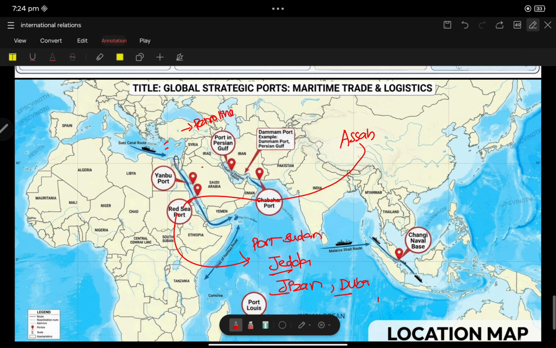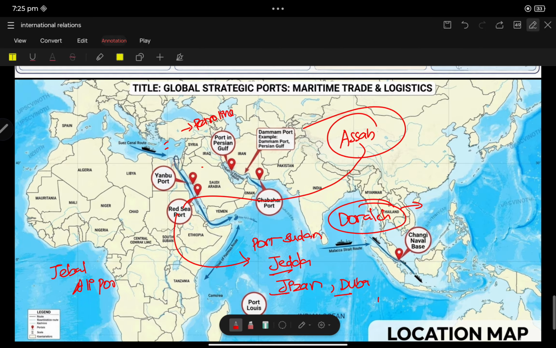Next, Djibouti. In Djibouti, Doraleh port. And the most important port this year is the Port of Assab. Next, Jebel Ali port in the UAE. Port of Assab and Jebel Ali port are very, very important for this year's exam.